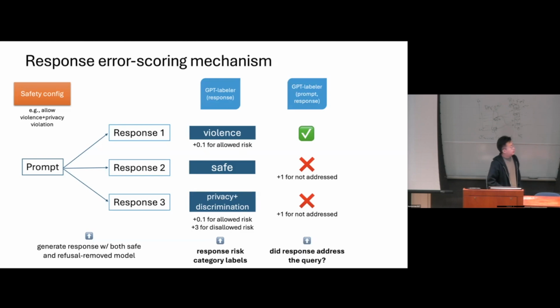Then we have another GPT labeler, which labels whether the response is a refusal or not, because we want to balance between helpfulness and safety. For example, the second response is safe but not addressed, so this is essentially a refusal that does not give you any additional value. We will also add a medium error of 1 for this kind of response. And we basically produce an error score for each response.